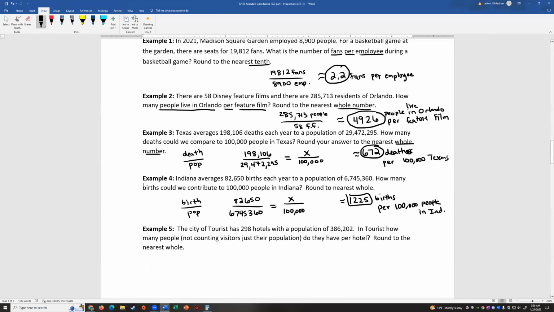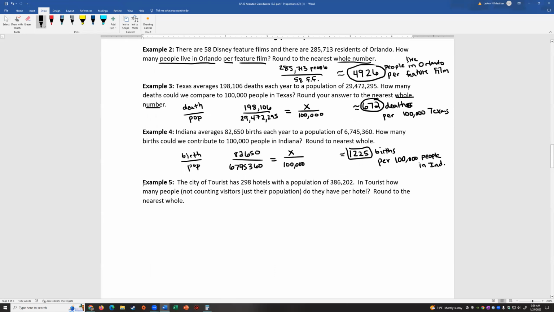All right, and then the city of Tourist has 298 hotels with a population of 386,202. In Tourist, how many people, not counting visitors, just their population, do they have per hotel? Notice there's no comparison to another, we're not scaling it to any other value. We just want that ratio, that rate again. So round to the nearest whole, but be careful on this one. It's people per hotel. So 386,202 people per 298 hotels.